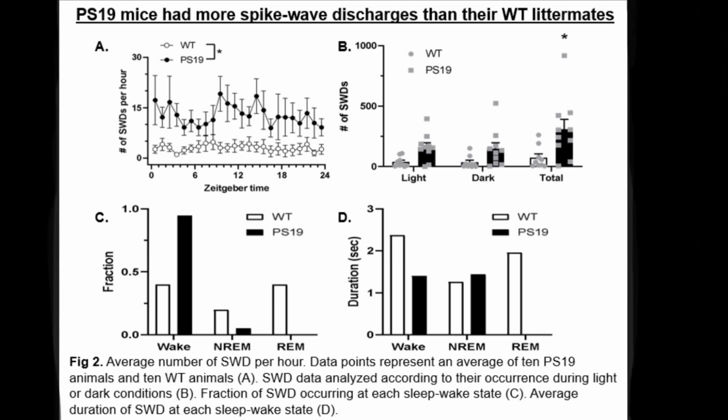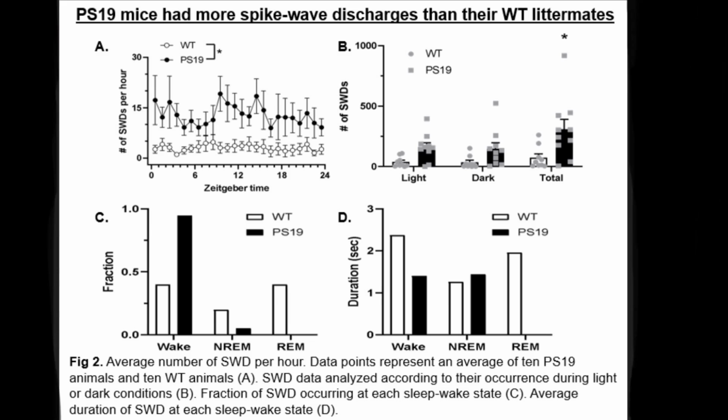Figure 2a shows an increase in average seizures per hour over 24 hours along the Zeitgeber 12 light hours, 12 dark hours timescale. Figure 2b expresses the number of spike wave discharges occurring in both light and dark. Figure 2c shows that for the PS19 transgenic mice, these spike wave discharges tended to happen during the wake phase, while the wild-type animals had a more even spread.